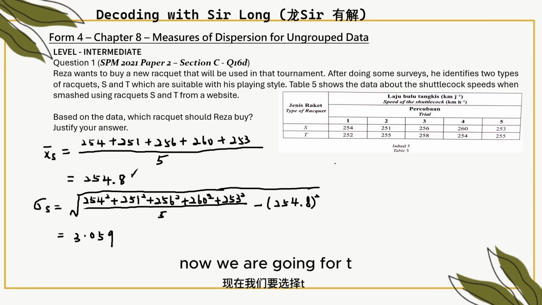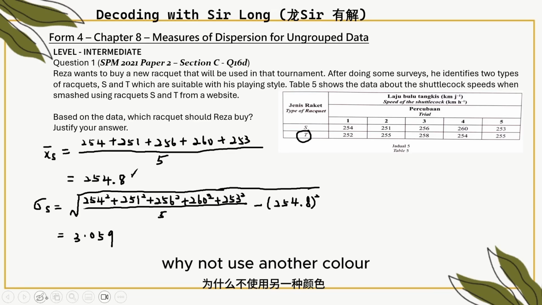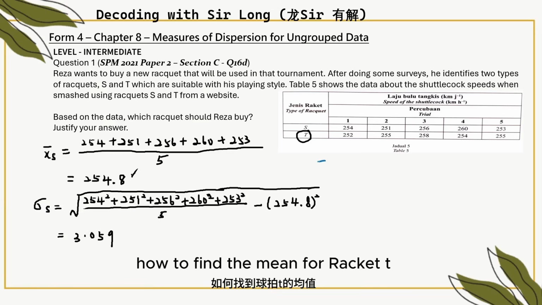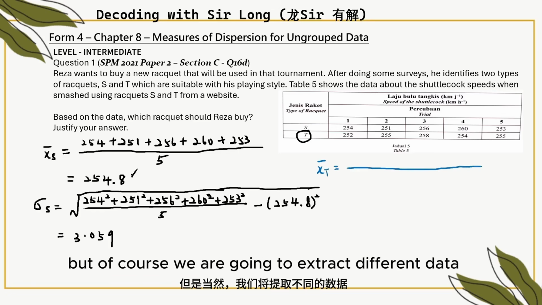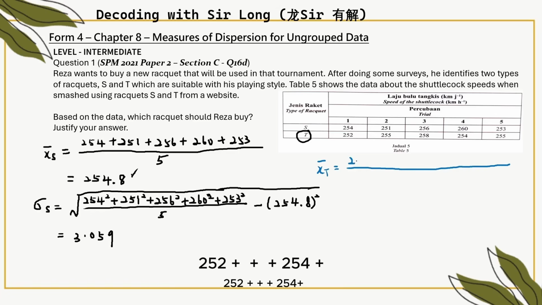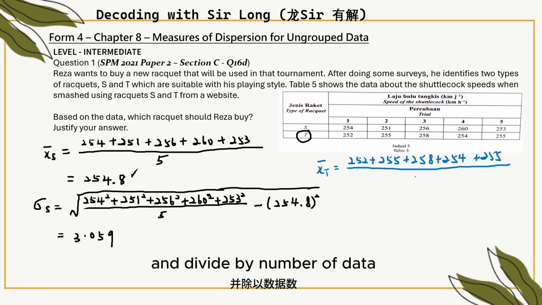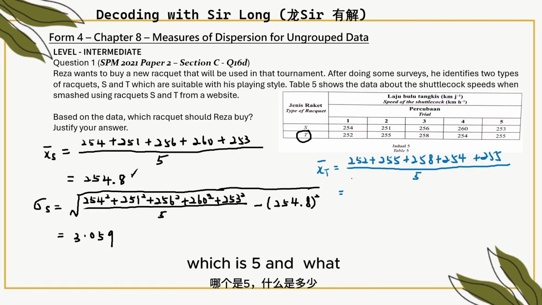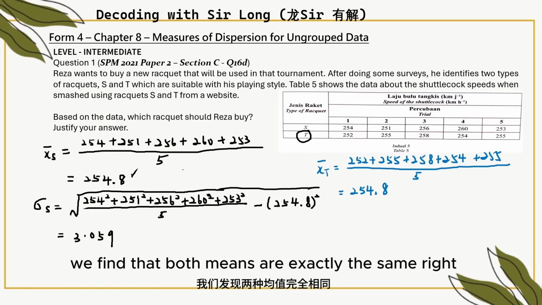Let me continue. Now we are going for T. Why not use another color? Blue color. Alright, how to find the mean for racket T? We are going to do the same thing again, but of course, we are going to extract different data. 252 plus 254 plus 255 and divided by the number of data, which is 5. And then what? The answer is also 254.8.